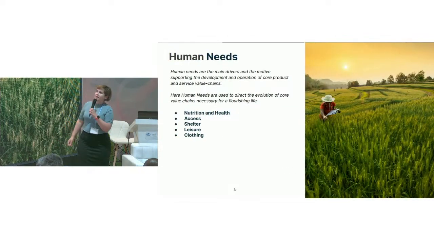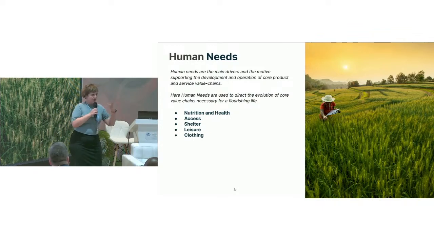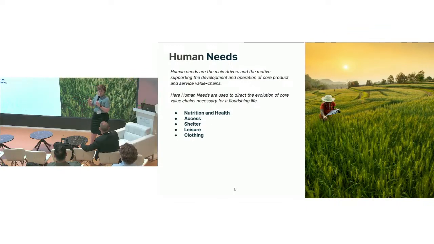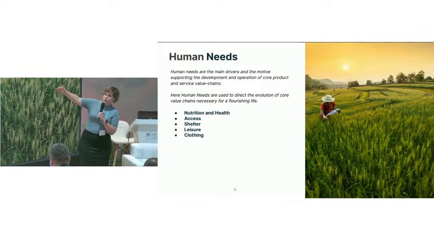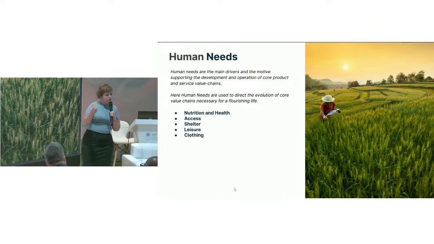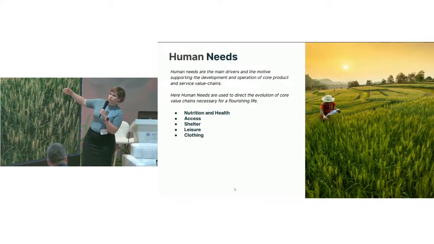Next slide, please. In the context of the tool, the human needs are not described as in a Maslow hierarchy, but rather linking to value chains and product service systems that can actually be connected into the local economy. So we have nutrition and health. Access. Access covers a broad range of things such as transportation or internet access, etc. Shelter, leisure, and clothing. And these are going to be frameworks that also evolve as users interact with the tool.